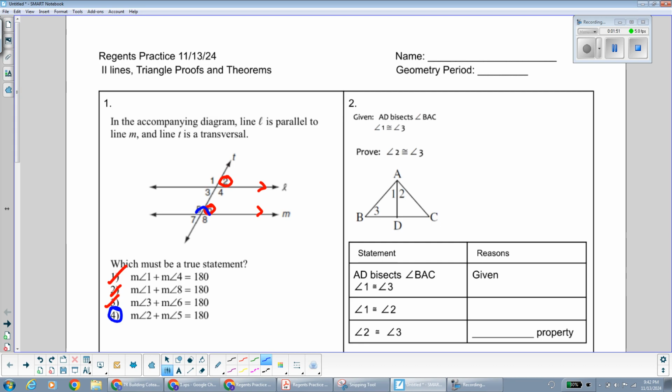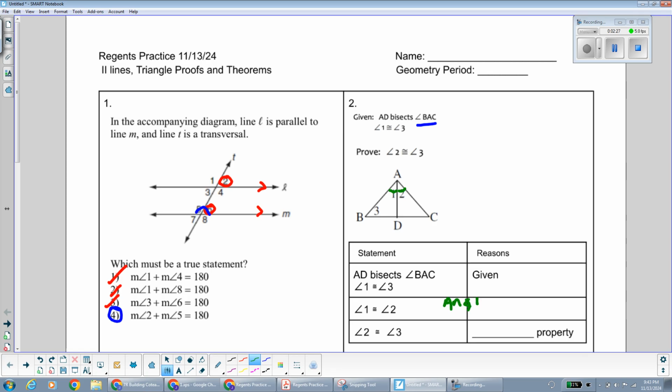Let's read the givens and mark the information in our diagram. So we have that AD bisects angle BAC. If an angle is being bisected, it's being split into two smaller congruent angles. So the two equal parts of BAC are angle 1 and angle 2. So we have one congruent half and a second congruent half due to the bisector. I'm going to put that over here.